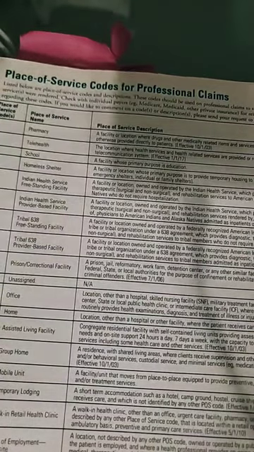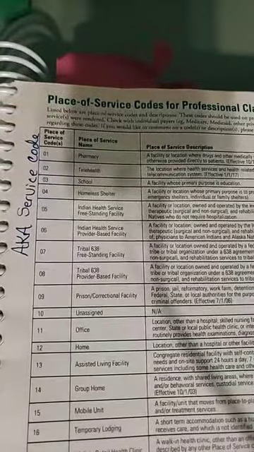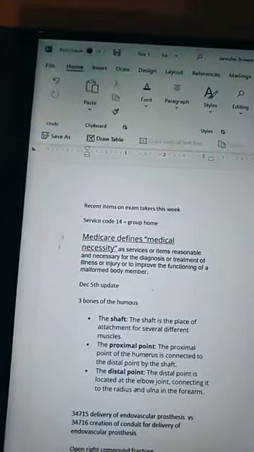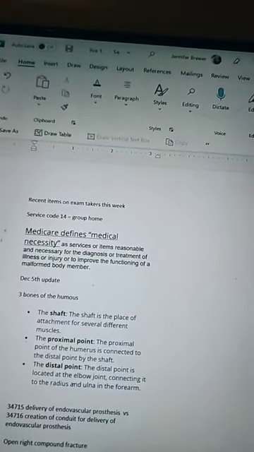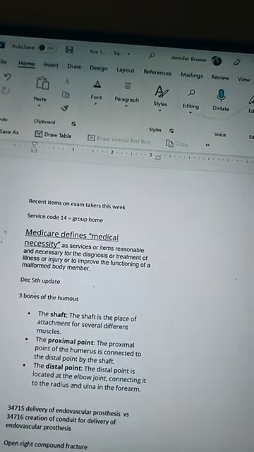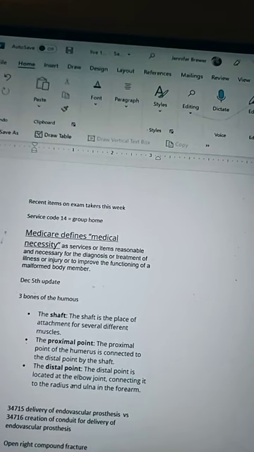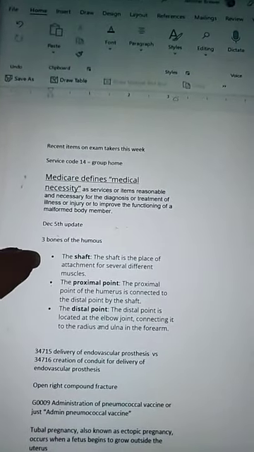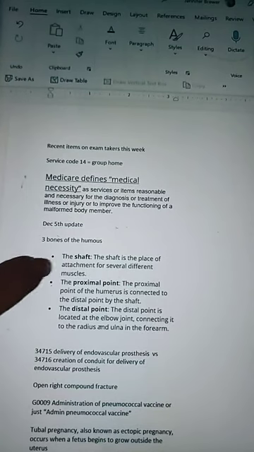So, place of service is also called a service code in the CPC question. So, be sure you know that. And their question was about the group home. So, that was number 14. Be sure you know what medical necessity is. We talked about knowing the 3 bones of your shoulder, 3 bones of your knee, and be sure you know the 3 parts of your humerus bone, which I have listed right here.